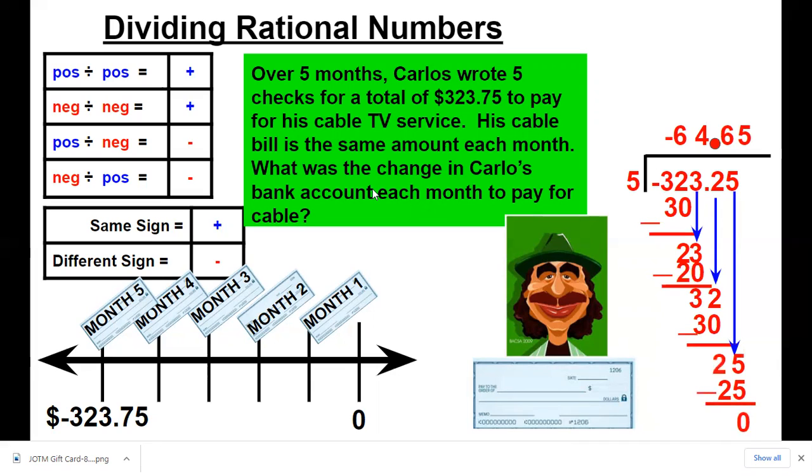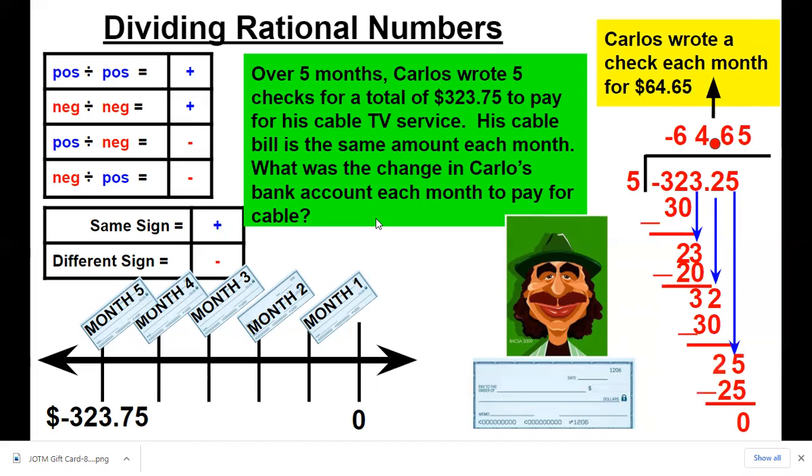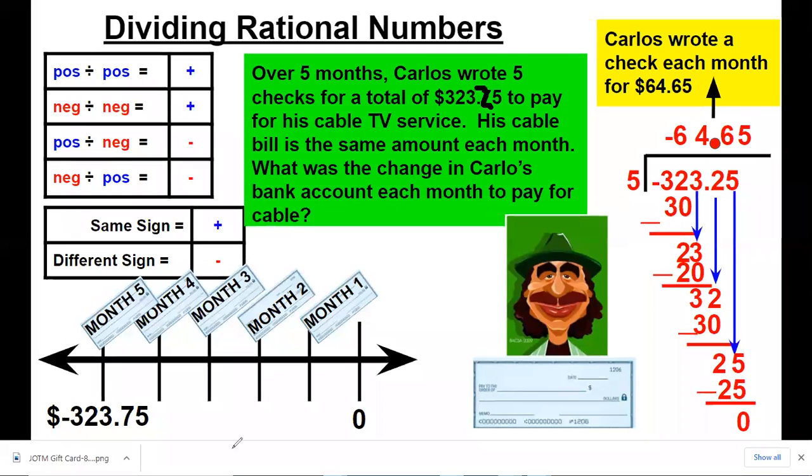Each check is $64.65. Carlos wrote a check each month for $64.65. So what I just want to change here to make it all work out, this should be a 2 and this should be a 2. And then we will have the correct answer.